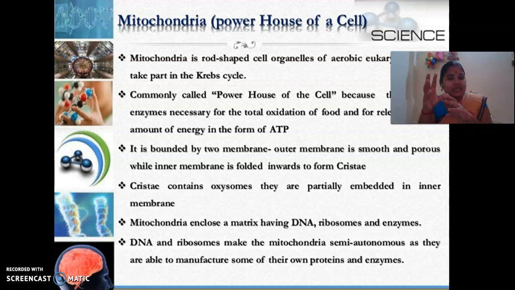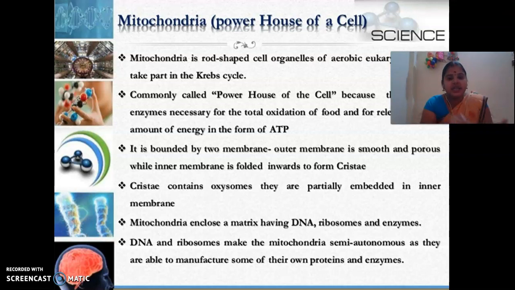The outside part is very smooth and porous, and what is that? Matrix. And inside it is folded, and that is called what? Cristae. Next, this cristae contains oxysomes, which are partially embedded in the inner membrane. Oxysomes are one type of enzyme. And this mitochondria encloses a matrix having DNA, ribosomes and enzymes. The matrix is a smooth part which contains enzymes, proteins, ribosomes and DNA.